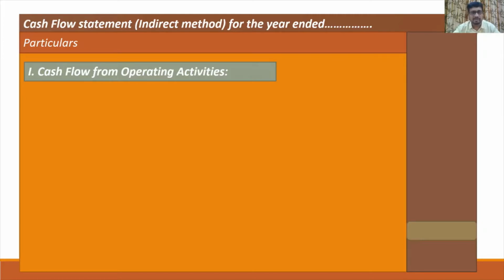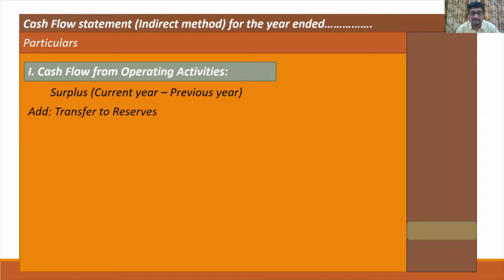Yes, children. So there are some stages. We will learn step by step how to prepare cash flow statement. So pay very good attention, children. We start with surplus. We take the difference of current year and previous year. Children, this is the net profit.